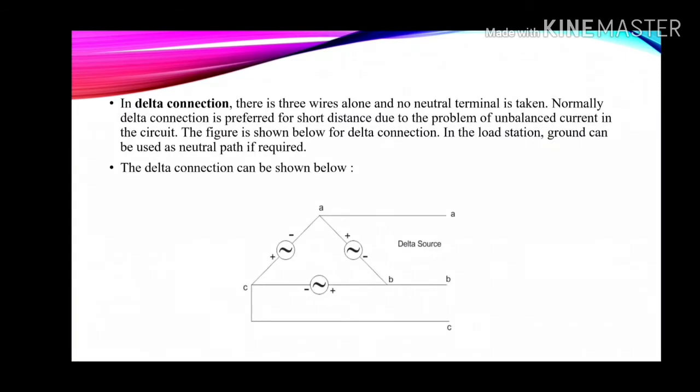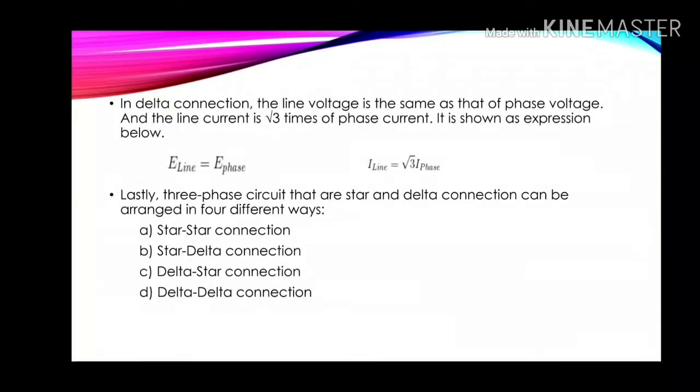In delta connection, there are 3 wires alone and no neutral wire is taken. Normally, delta connection is preferred for a short distance due to the problem of unbalanced current in the circuit. The figure is shown below for delta connection. In the load station, ground can be used as a neutral point if required. The delta connection can be shown below in the picture. In delta connection, the line voltage is the same as the phase voltage and the line current is square root 3 times the phase current. It is shown as the expression below. E line equals E phase, I line equals square root 3 I phase.